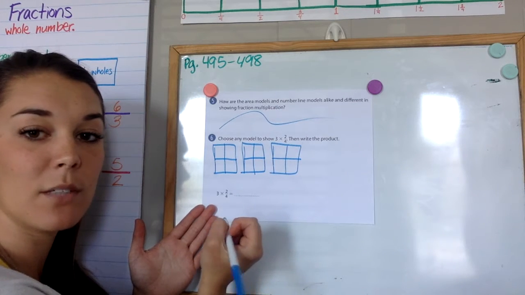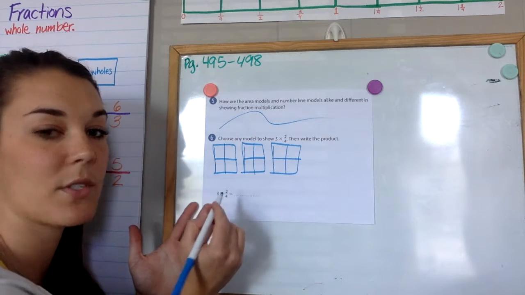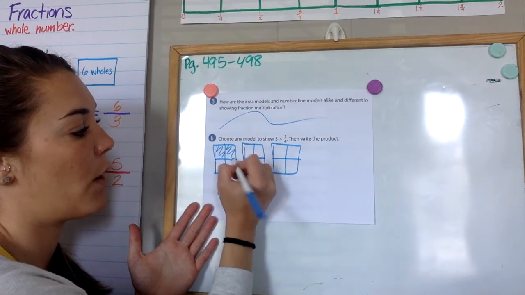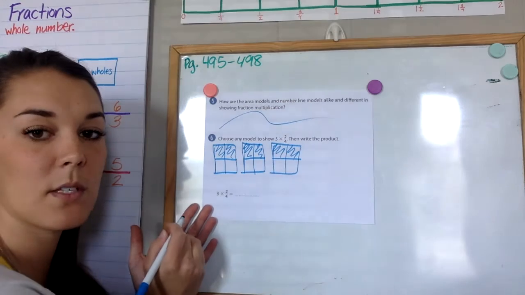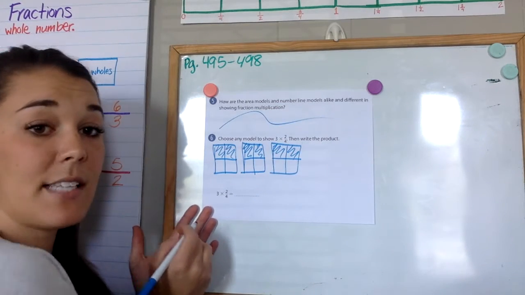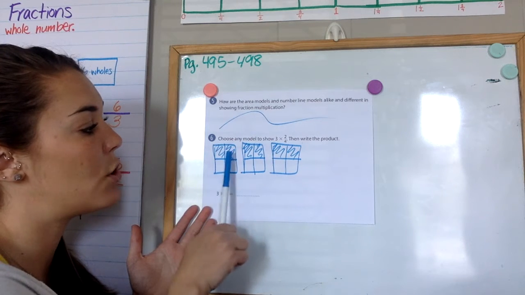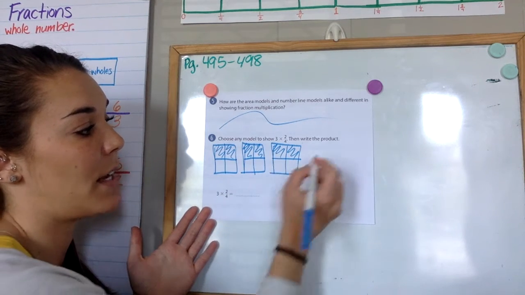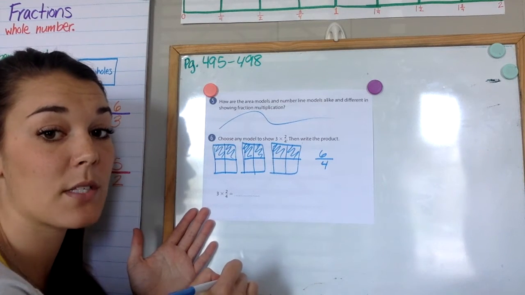On each of those, I need to shade in 2 of the fourths. So I'm shading in 2/4, 2/4, 2/4. Now, let's get the answer from our model. How many fourths do we shade? 1, 2, 3, 4, 5, 6. So based on our model, the answer should be 6/4.